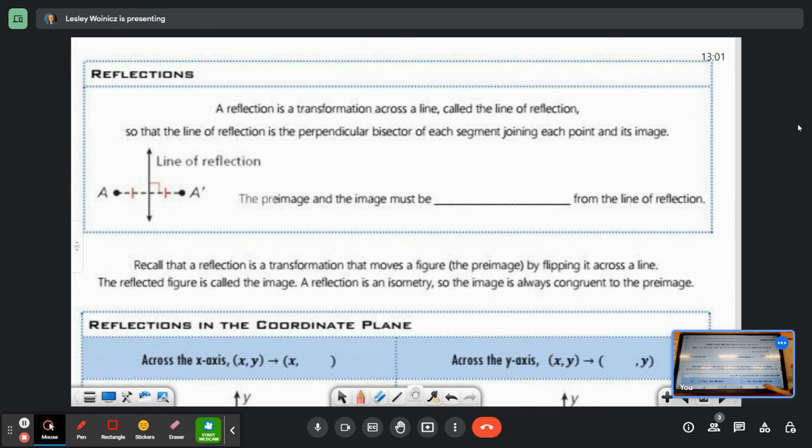Okay, that's a lot. Basically what that means is however far away point A was from the line of reflection, its image, A prime, has to be the same distance, and that distance has to be perpendicular to our line of reflection. Like you wouldn't want to go the same distance off this way, right? That wouldn't be a reflection. That doesn't make sense. Okay, so we're going to just want to make sure that it's perpendicular to the line of reflection. The pre-image and the image must be equidistant.